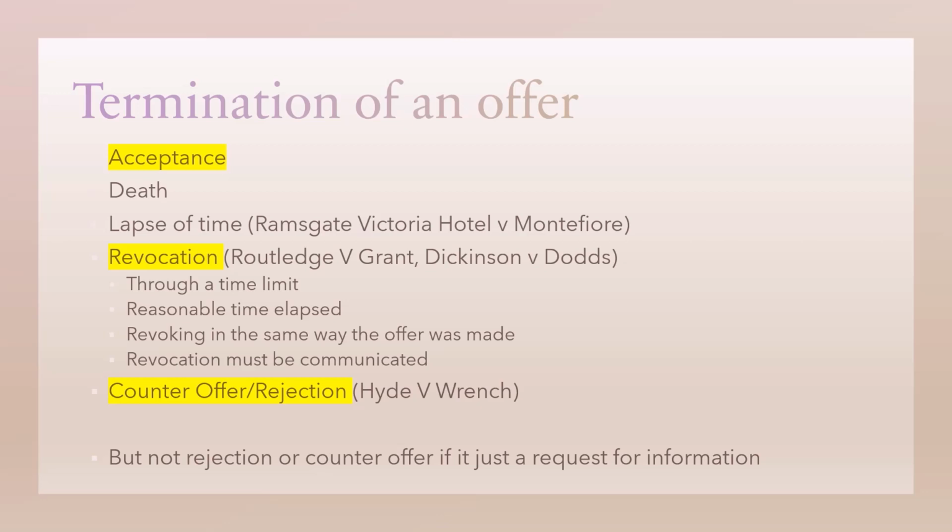It has to be revoked in the same way it was made. So if it's an advert in the newspaper, then again it has to be an advert in the newspaper, and it must be communicated as well. So it needs to reach the people who are going to accept it, or at least be attempted to. So those last two points are key there, and it must be communicated. That's what revocation is. So look at cases like Routledge v Grant, Dickinson v Dodds for that.